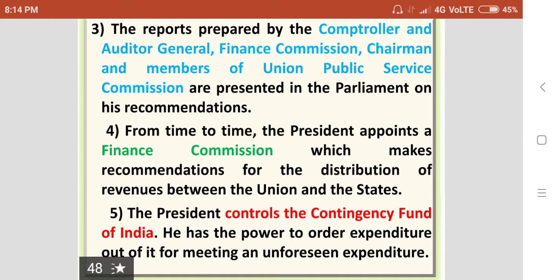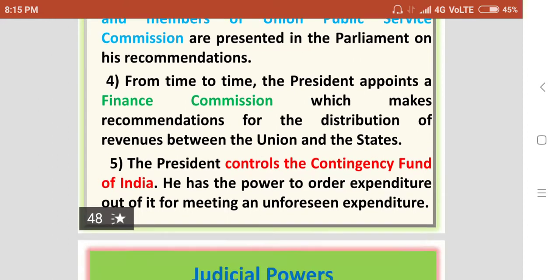Fourth financial power, from time to time, the President appoints a Finance Commission which makes recommendations for the distribution of revenues between the Union and the states. Fifth financial power, he controls the contingency fund of India. He has the power to order expenditure out of it for meeting an unforeseen expenditure.